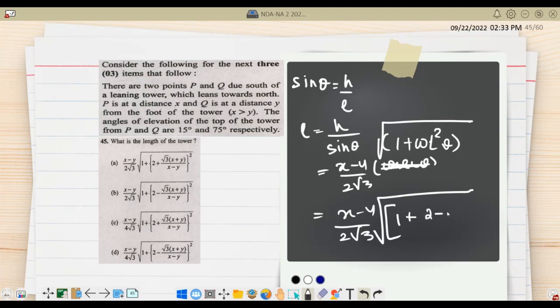We know the value of cot theta, that is 2 minus root 3 into (x plus y) by (x minus y), and this is going to be squared. Although this seems to be a difficult sum to solve, just by applying the values we found the answer. Yes, by 2 root 3. Fine. So this is our answer, option B.